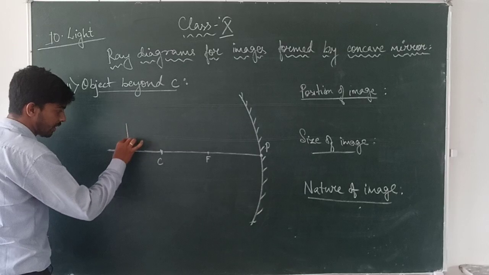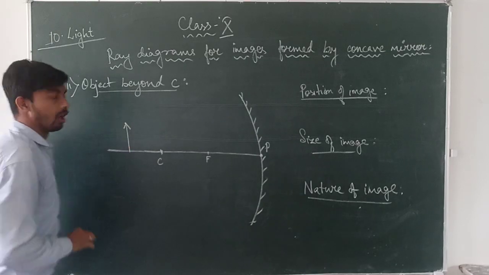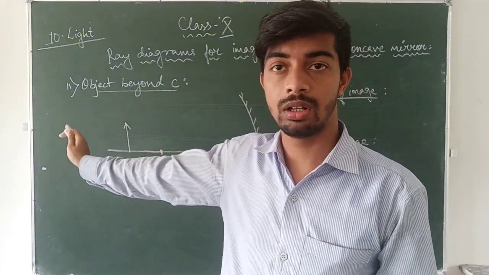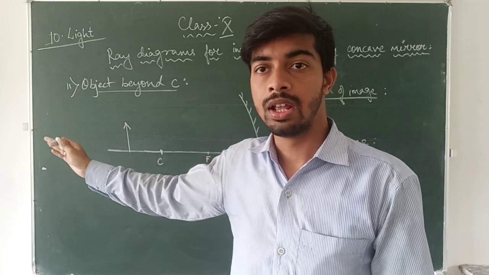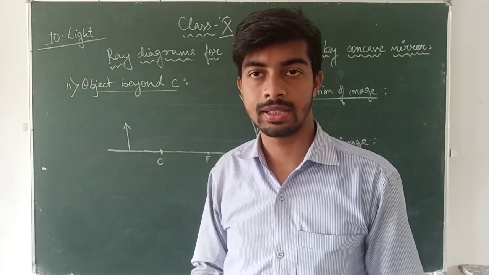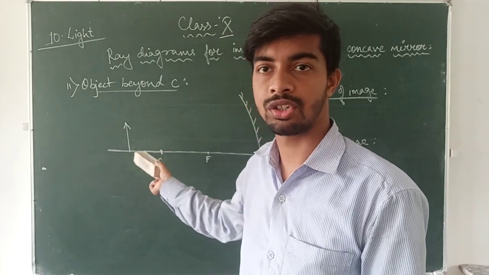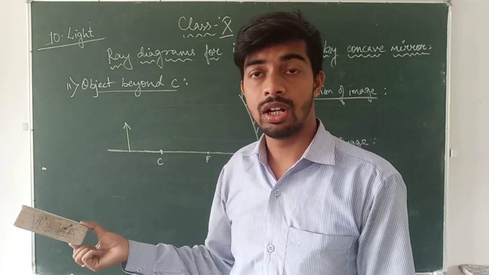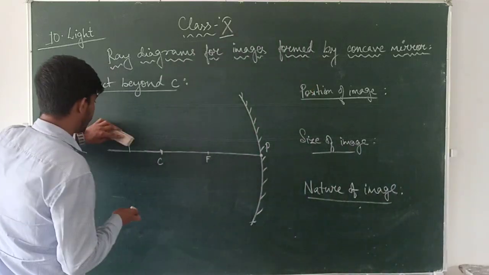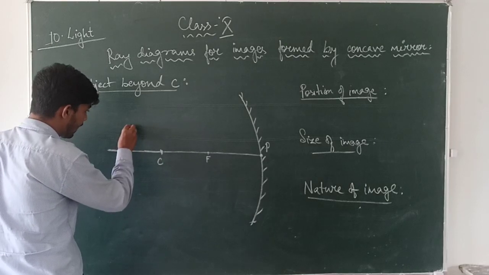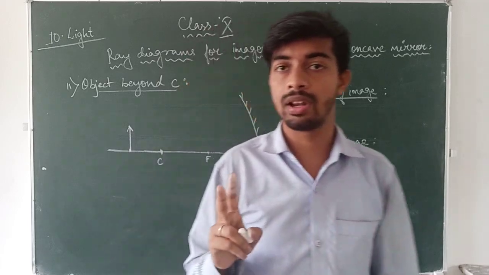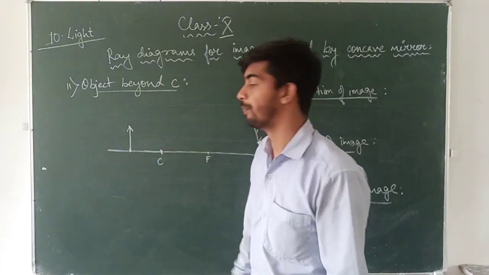So here we will draw the object like this. Now in the previous one I drew the object bigger and away from the principal axis as the object was at infinity. Now when the object comes closer, we always draw the object above the principal axis, and the object should always be erect, means straight. An object, as I told earlier, should be to the left of the mirror. So this is our object here. And I told we will always take two rays to make a proper ray diagram. So let us see how.